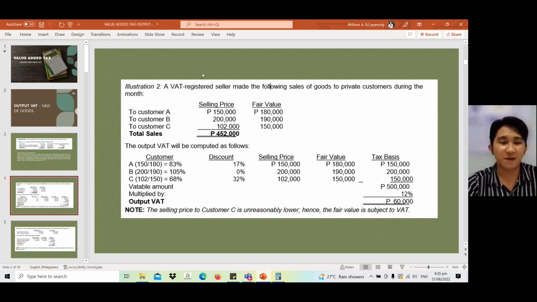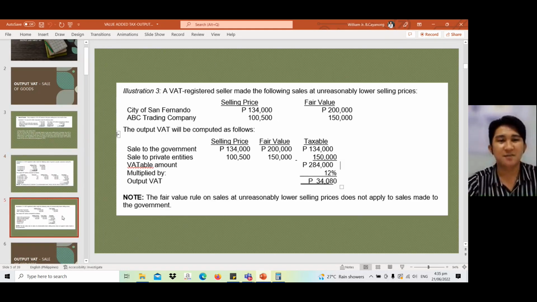Okay? So how about another example? So ito, a VAT registered seller made the following sales at unreasonably lower selling prices. Ang gagawin natin dito, class, is just the same. We will be determining if the selling price is unreasonably lower as compared to the fair value. But before that, let us identify who are the customers. The customers are the following: the City of San Fernando and ABC Trading Company. So, City of San Fernando is a government.